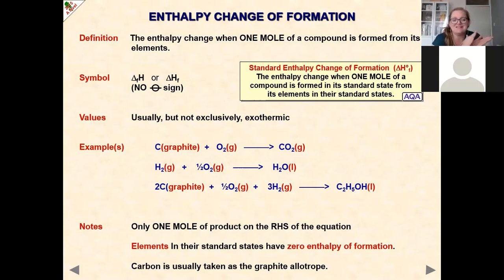So elements in their standard states have 0 enthalpy of formation because they're in the standard states. They have not formed into a molecule or a compound. So we're saying it has 0 enthalpy of formation. Carbon is usually taken as the graphite allotrope, and that's just what we normally use in that situation.